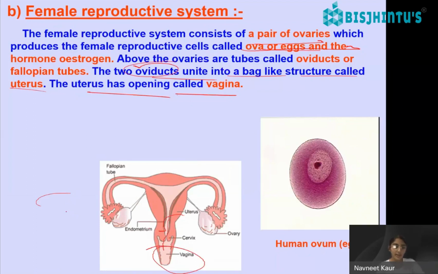Okay, so if we look at the diagram, a pair of ovaries, these are the ovaries. And the ovaries are connected with the fallopian tubes from both sides, and here this particular part is the uterus, and the opening of the uterus is called the vagina.